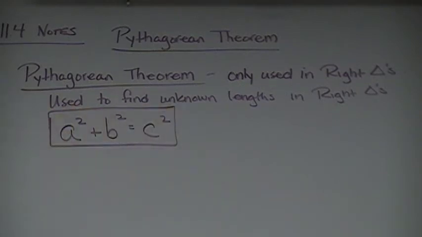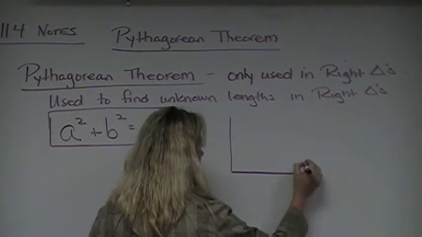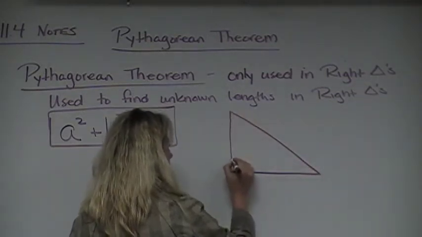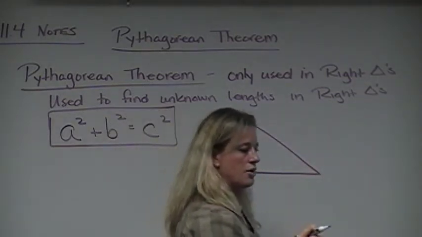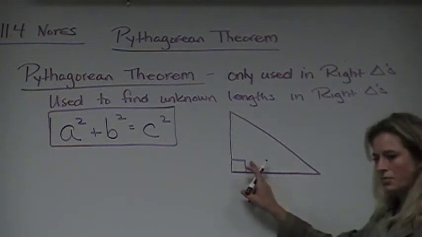Now, what do a, b, and c actually stand for? Well, if we give you a diagram or a picture and show you what the parts of a right triangle are. Obviously, in order for it to be a right triangle, you have to have one right angle. You can't have more than one right angle because the sum of all three angles in any triangle can only be 180 degrees. So you're going to have one right angle, okay?